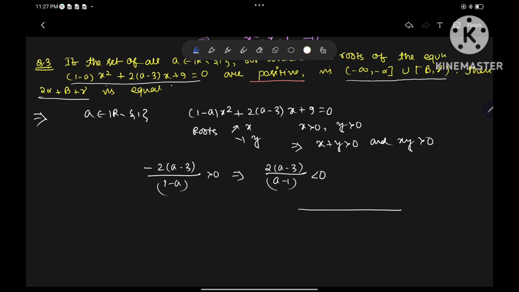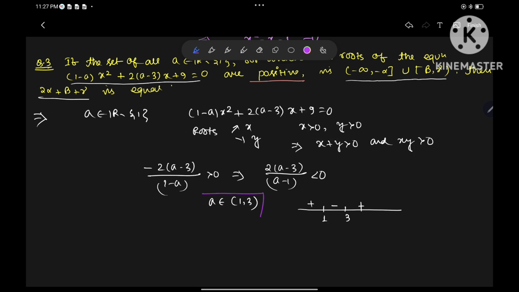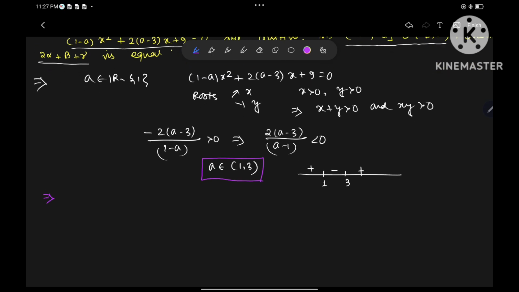So now let us find the range of a from the wavy curve method, putting the numbers on the number line. Let us say that is 3, and let us keep this number, that is 1. What is this? That is less than 0. So plus, minus, plus, and the range of a belongs to (1, 3). So this is one interval. Similarly, the next is that the product is greater than 0. The product is c by a, so 9 by (1 minus a) is greater than 0. So this implies that 9 by (a minus 1) is less than 0.